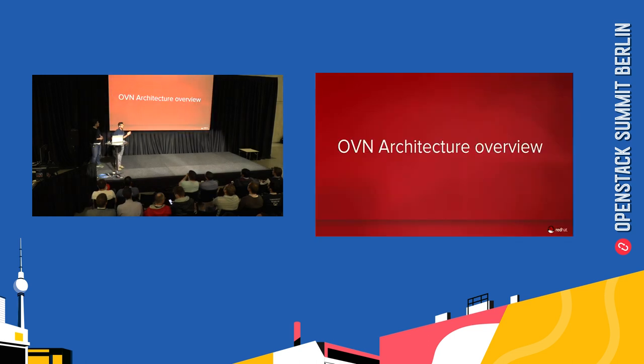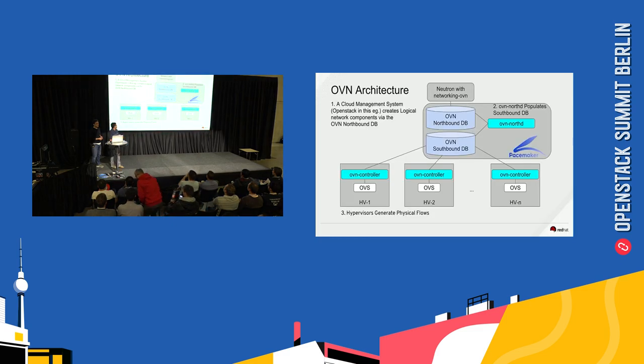Before that, let's see a little bit of the architecture of OVN. This is the architecture of OVN. We have a Neutron OVN plugin at the top, which Neutron would talk to if you want to create a virtual network or a port. OVN has two databases, called the OVN Northbound Database and the OVN Southbound Database. The Northbound Database represents your networking. Whenever you create an OpenStack Neutron network, a logical switch gets created in the database. When you create a port, a logical port gets created. That is the job of the networking OVN plugin. It basically listens to the Neutron APIs and writes to the OVN Northbound Database.